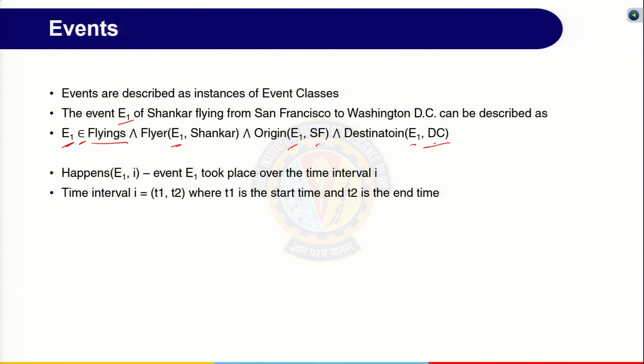Then we move on to some of the specific predicates that we have in the events. One such is Happens. Happens is a predicate that is defined in the event calculus, which says that event E1 took place over a time interval I. The time interval is usually defined by two values, t1 and t2, where t1 is the start time and t2 is the end time.